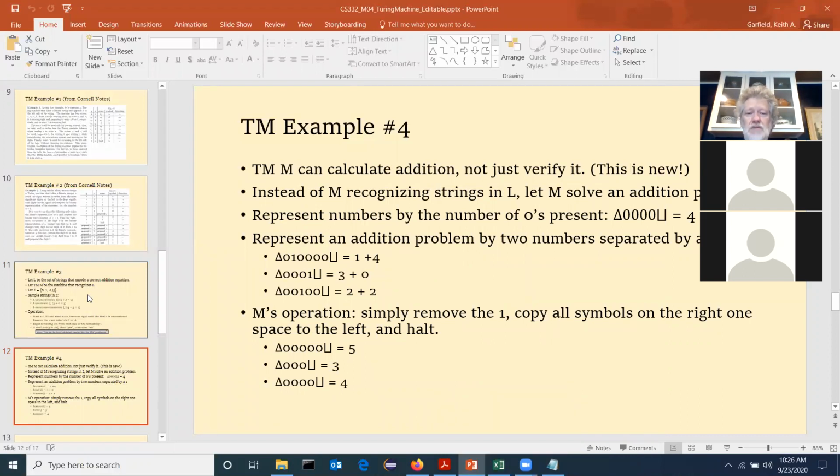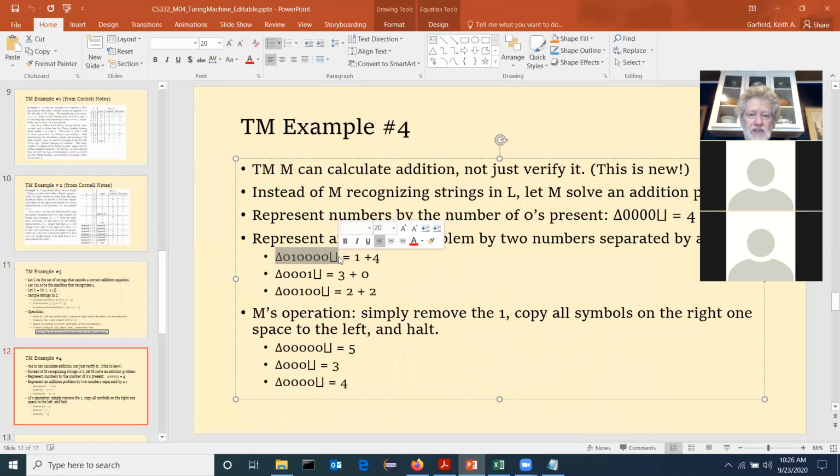Here I'm doing addition. Instead of just recognizing addition, I'm doing addition. Now I'm doing it again with the worst representation of numbers possible, which is each number is represented by the number of zeros that are in there. And here addition is trivial. If this string represents 1 plus 4, and this string represents 3 plus 0, and this string represents 2 plus 2, all I have to do is go and remove that 1. There's the answer.